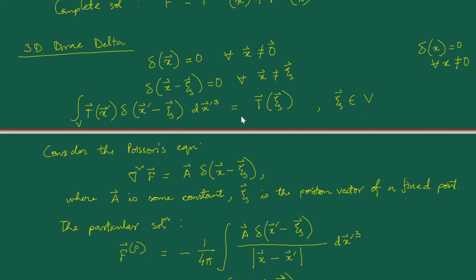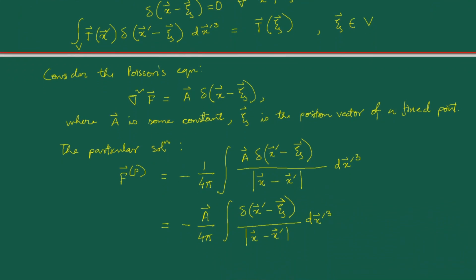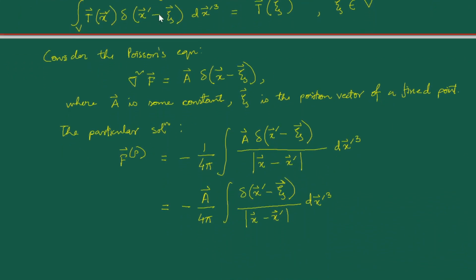Now you compare this general result from this filtering property of the Dirac delta with what we have here. So let me keep that at the top of the screen. So you just compare. We again have an integration over a certain volume. And you note that just like we had this 3D Dirac delta with the x dash minus xi, so also we have this thing. Okay, and this t vector x dash is present here.